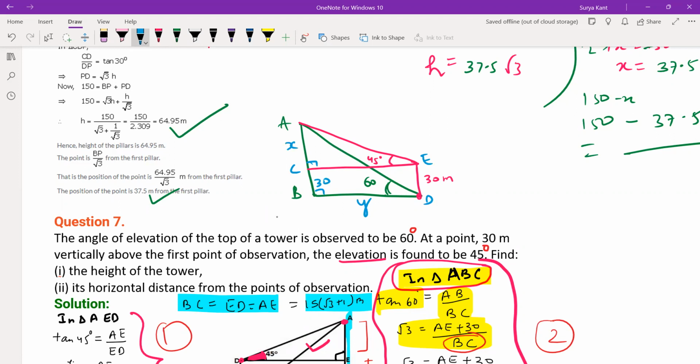Sir, doesn't the 45 degrees form at the bottom, on the same ground? No, they've given another condition here. At a point 30 meter vertically above the first point. You see, D is the first point over here. Right? So 30 meter above will be this point E, right? Yes, sir. So from point E, it's 45 degrees. Okay, sir.